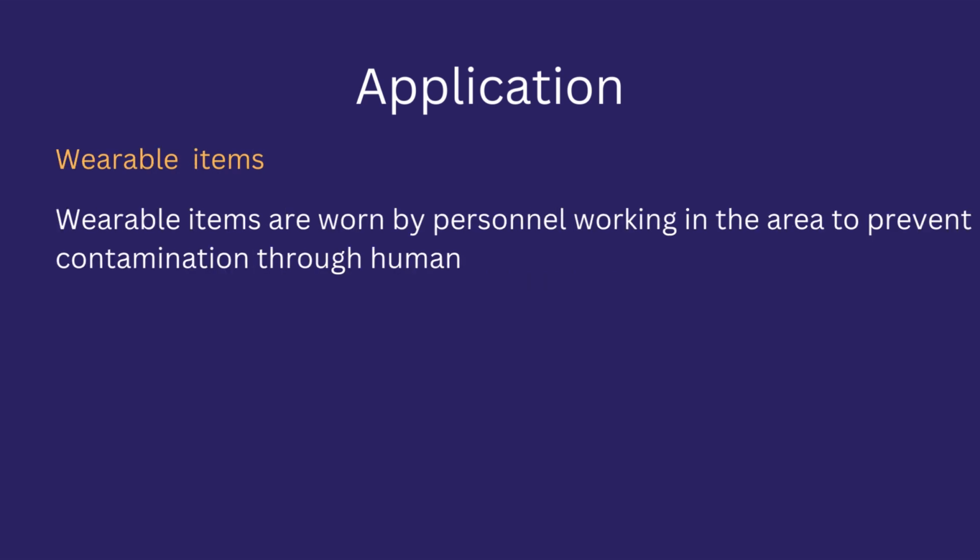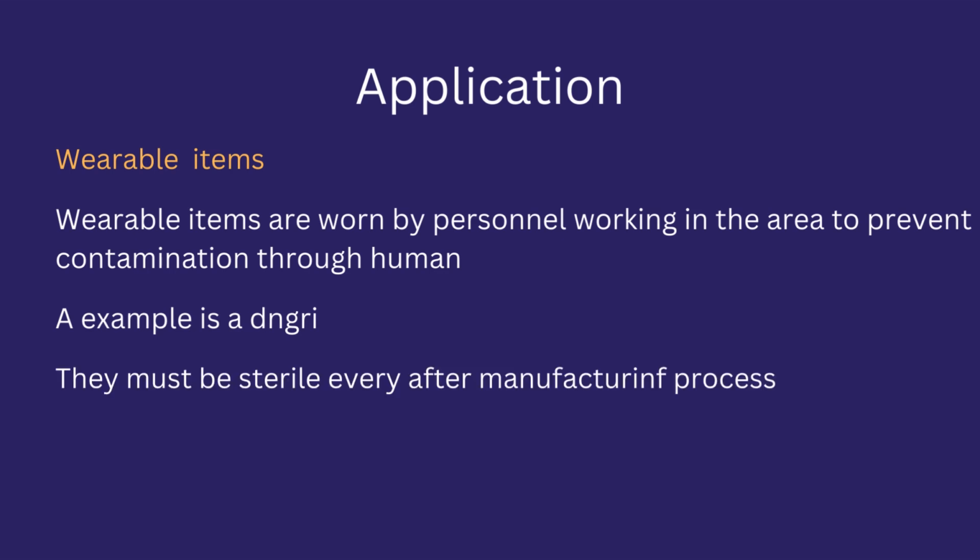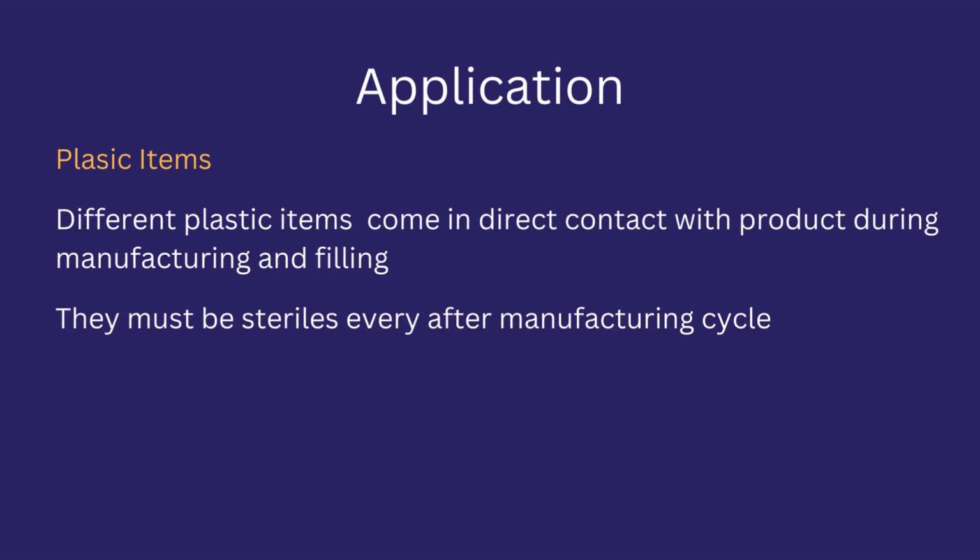Wearable items. Wearable items are worn by personnel working in the area to prevent contamination from human bodies such as sweat, hairs, and other particles. These wearables cover the entire body as long as they are worn. An example is a dungri used to cover the human body from head to foot. Wearables must be sterile after every manufacturing process or cycle.